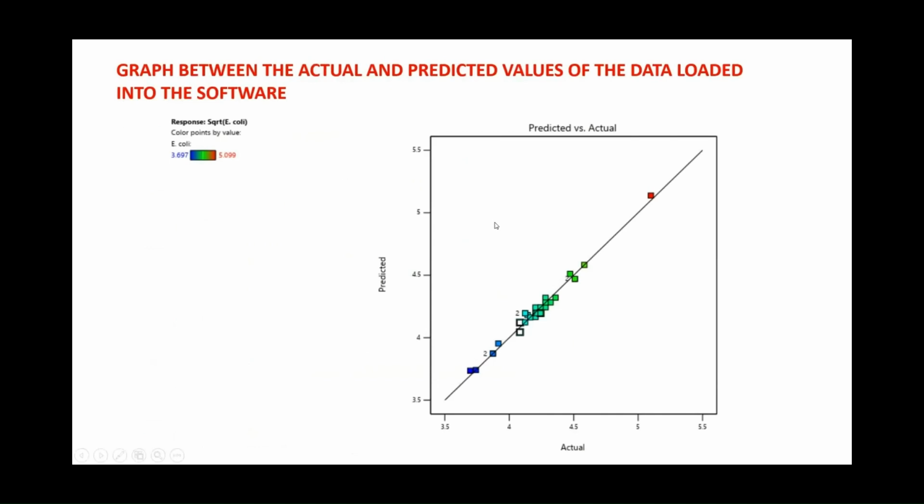So this is the graph showing the actual and predicted values for the data we loaded in the software. It signifies that the points present on the straight line showed good composition. The solutions were all on the straight line on the graph.